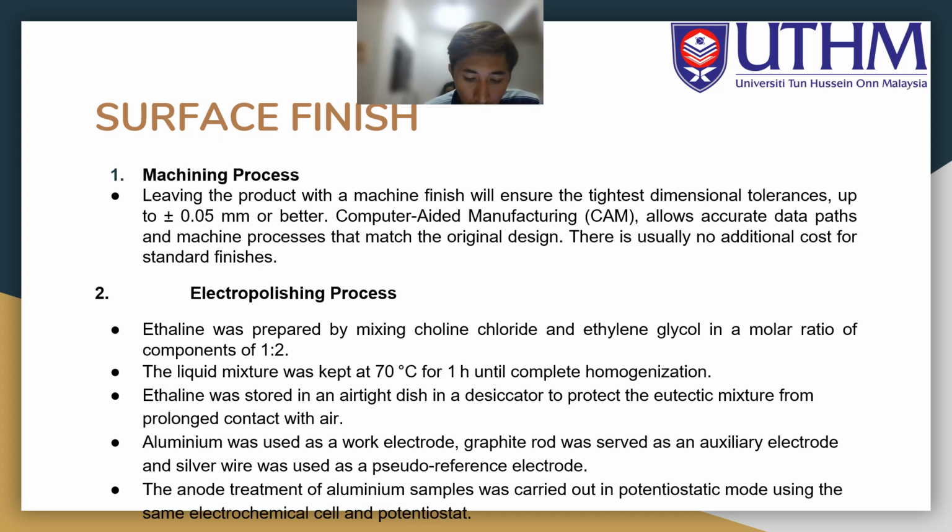The electrolyte was prepared by mixing choline chloride and ethylene glycol in a molar ratio of components of 1 to 2. The liquid mixture was kept at 70 degrees Celsius for 1 hour until complete homogenization. It was stored in an airtight dish in the desiccator to protect the hygroscopic mixture from prolonged contact with air. Aluminum was used as a working electrode, graphite rod served as an auxiliary electrode, and silver wire was used as a pseudo-reference electrode. The anodic treatment of the aluminum sample was carried out in potentiostatic mode using the same electrochemical cell and potentiostat.